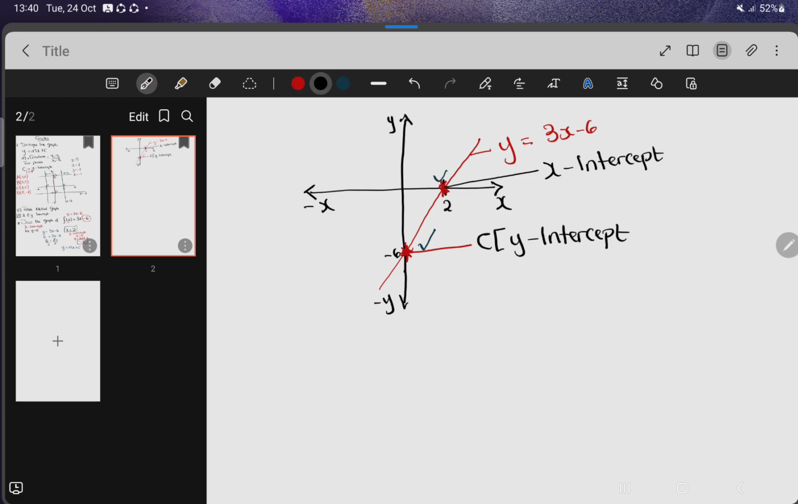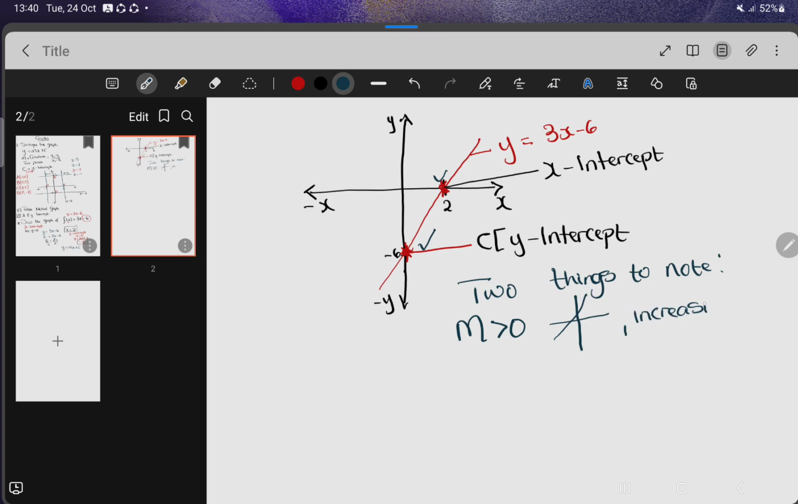So there are 2 things to note in this graph. What are the 2 things to note? If my m, which is the gradient, is greater than 0, which is positive, then this graph is increasing. Number 2, if m is less than 0, then this graph is decreasing. So this is the decreasing graph. Those 2 things are very, very important. They can ask you something like that.